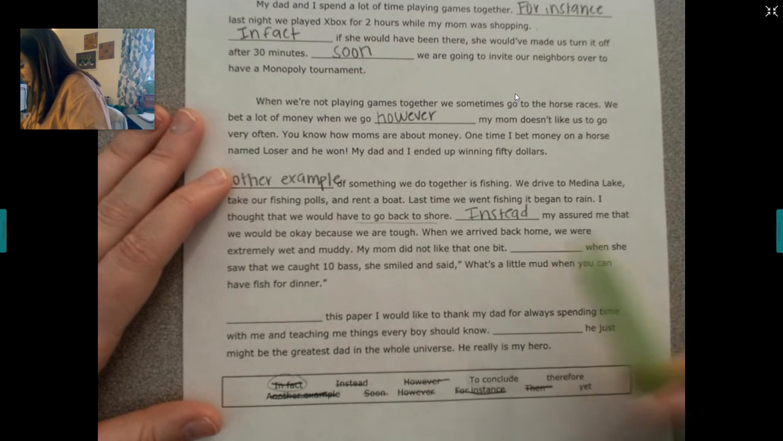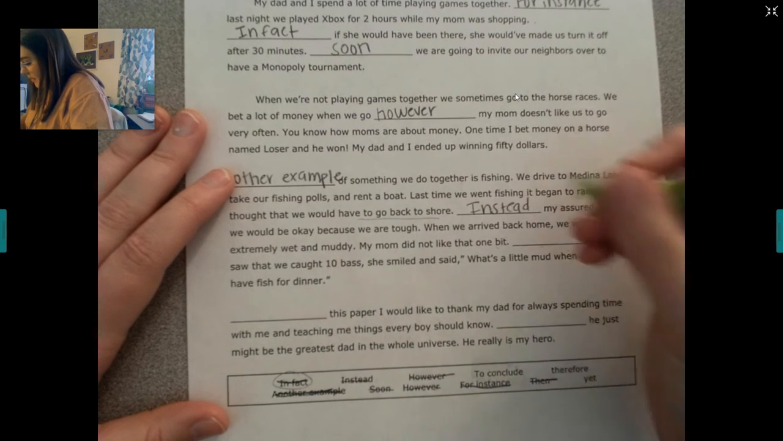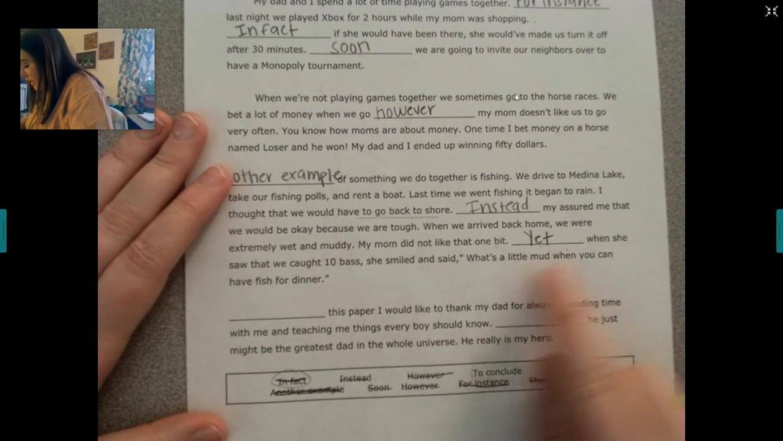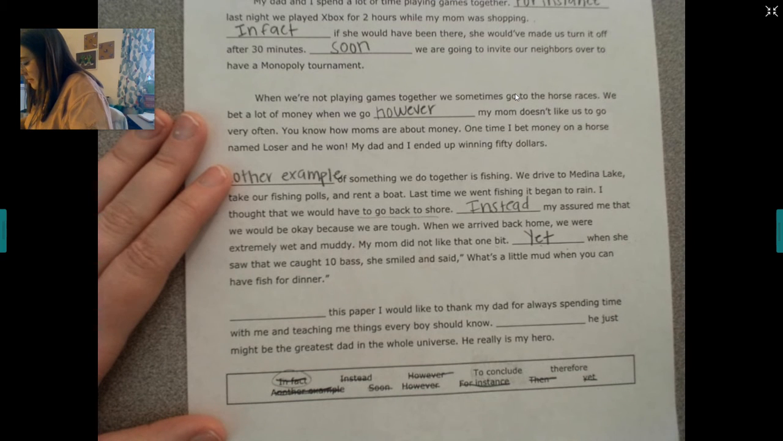My mom did not like that one bit. Therefore, or yet, when she saw, I'm thinking yet. That sounds better to me. Yet, when she saw that we caught 10 bass, she smiled and said, "What's a little mud when you can have fish for dinner?" Blank this paper.